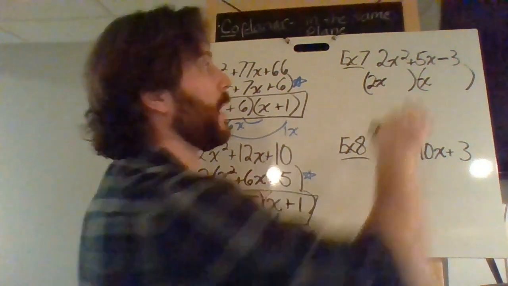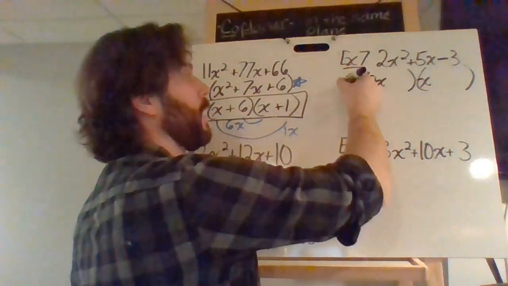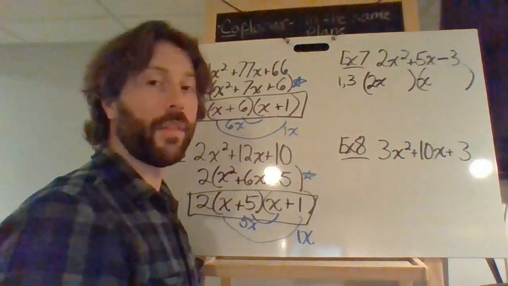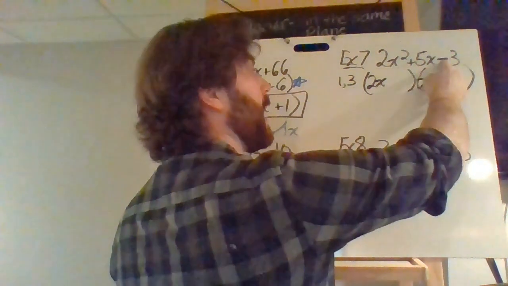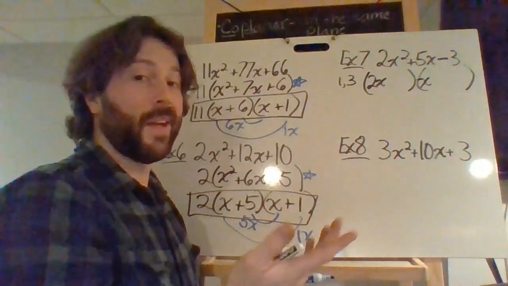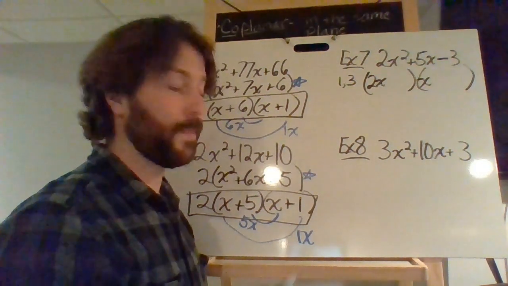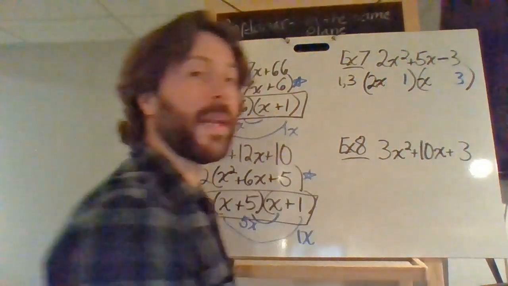Let's follow them. I need numbers that are going to multiply to give me that 3. So my only option here is 1 and 3. Now the question is, where are they going to go? My C term is negative, which means one of these has to be plus and the other one has to be minus. I don't know which one's which till I put the numbers in. So let's try 1 and 3.